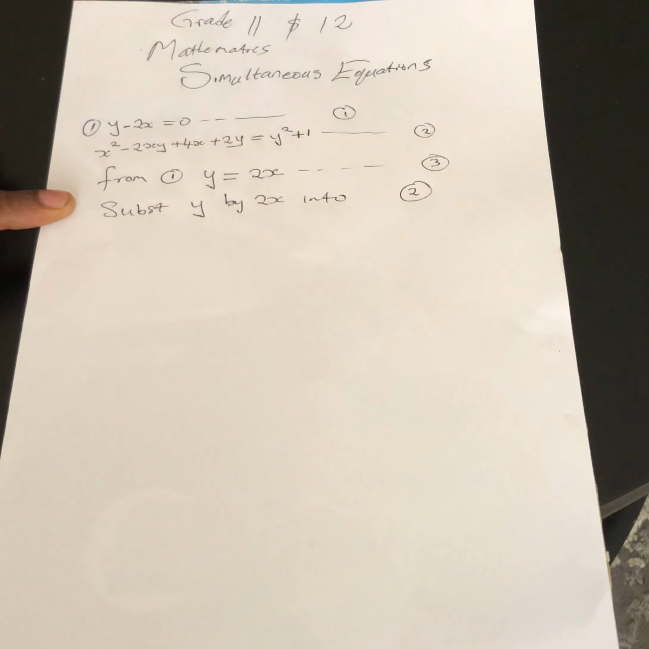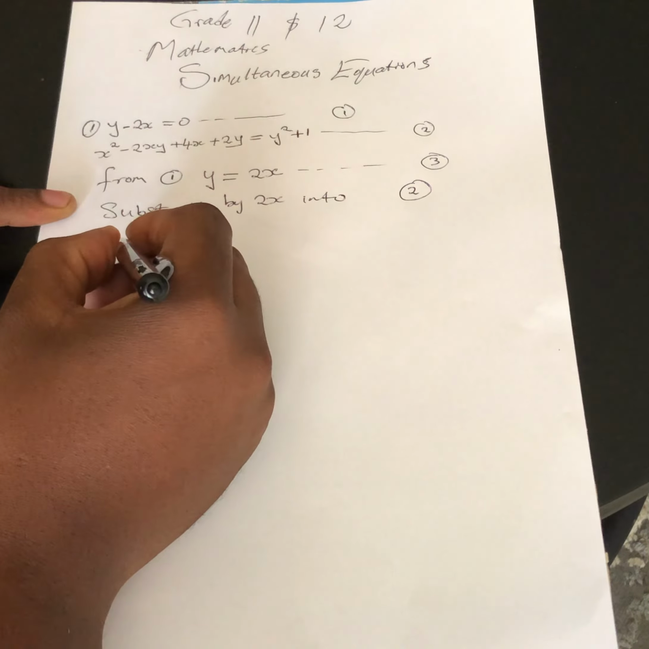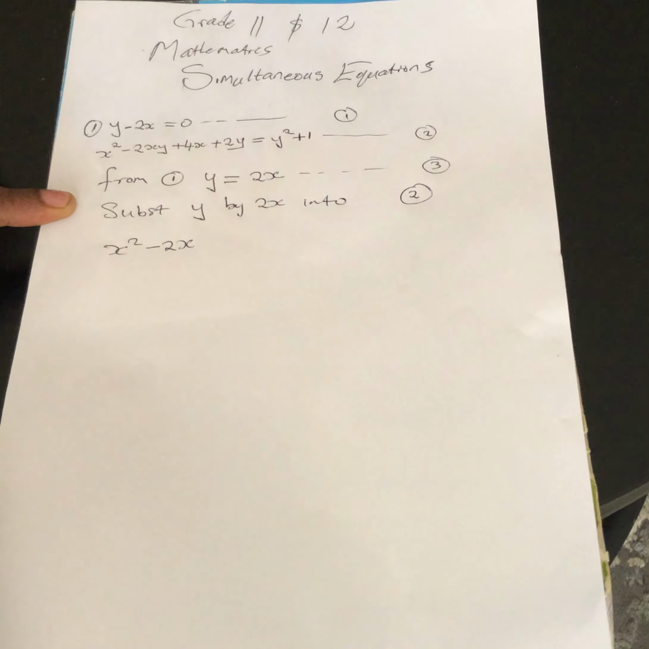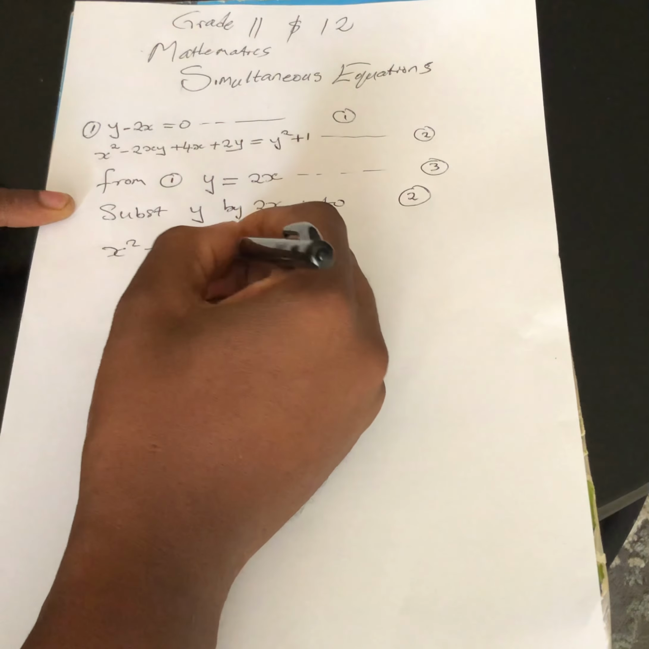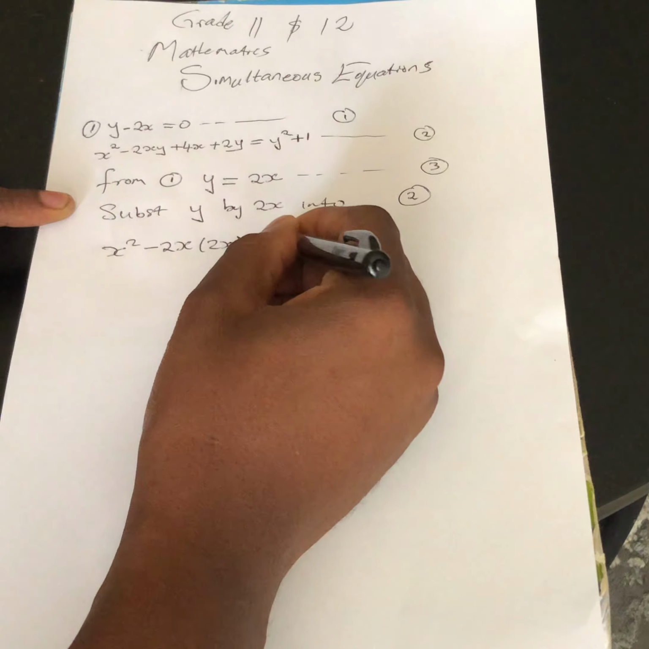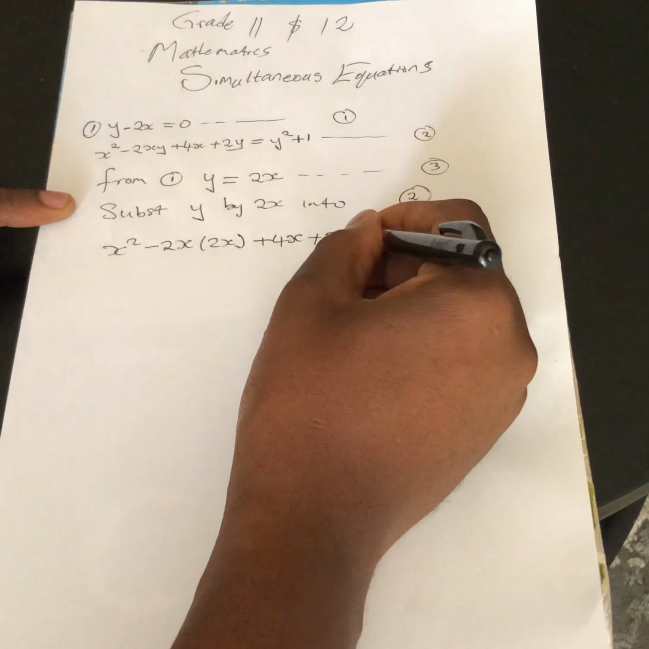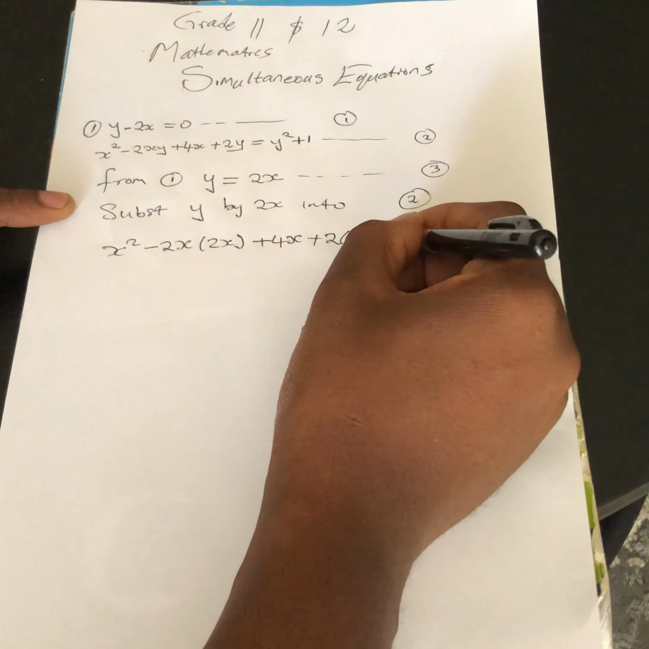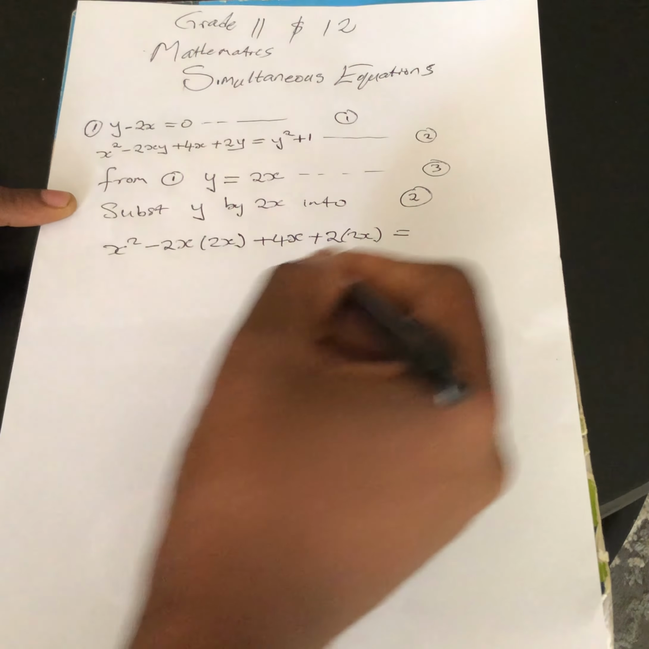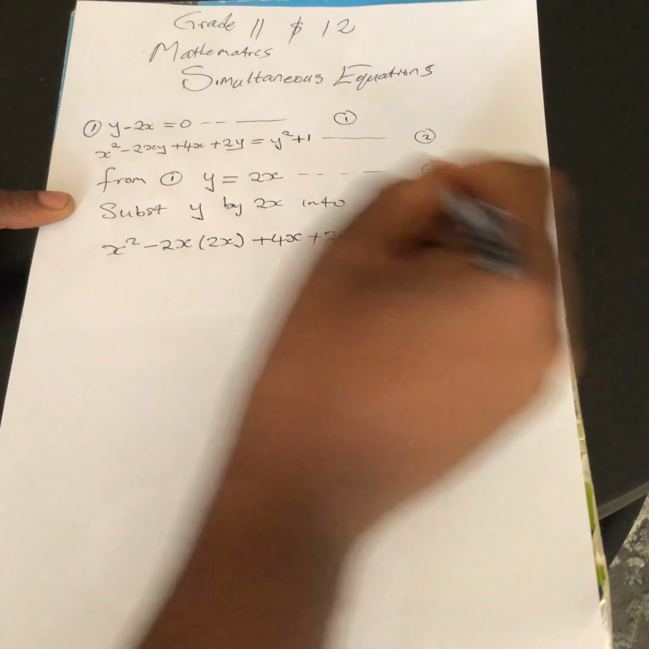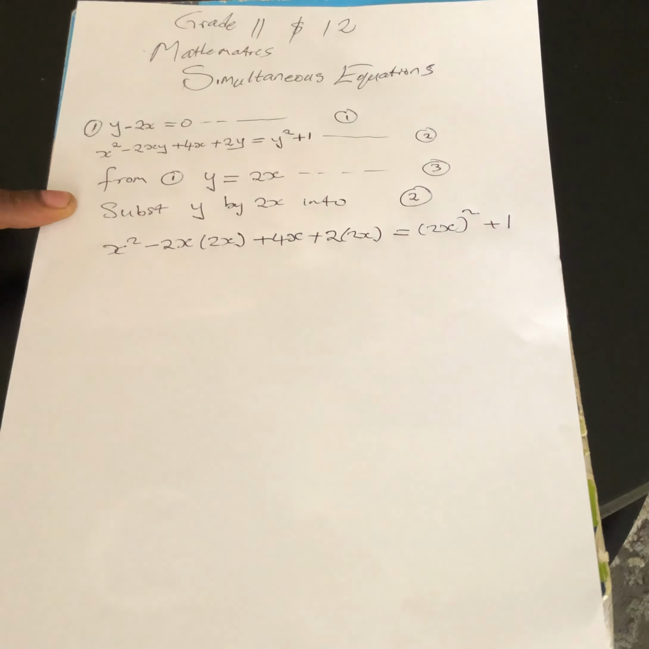So you go to equation number 2. We have x squared. You don't change it. You write it the way it is. x squared minus 2xy. Instead of writing y there, you write 2x, plus 4x plus 2y. Instead of writing y, you write 2x, is equal to y squared. Instead of writing y squared, you write (2x) squared plus 1. When you have this, you can tell that now the variable that we have here is x only.